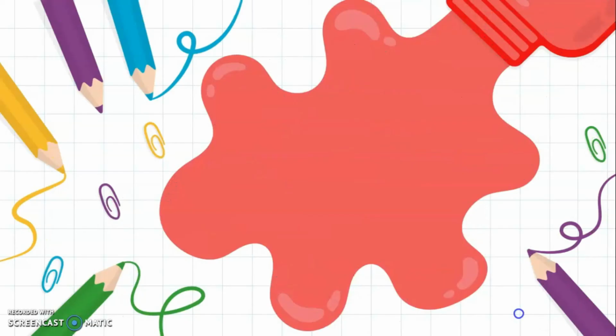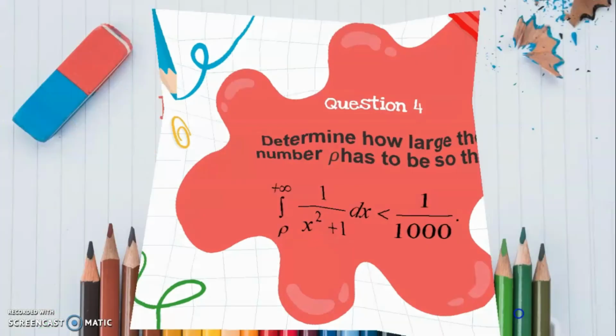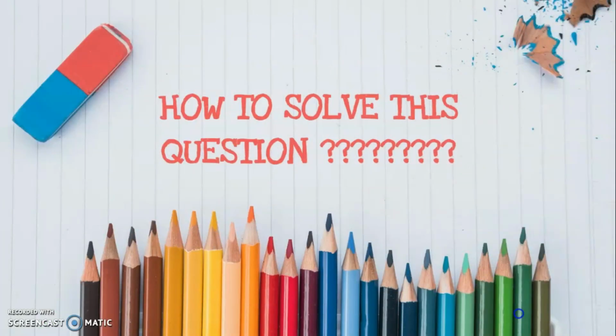Okay, we continue with question 4. Question 4 says, determine how large the number rho has to be so that the integral from rho to positive infinity of 1 over x squared plus 1 dx is less than 1 over 1000. How to solve this question? Okay, so let's go and see.